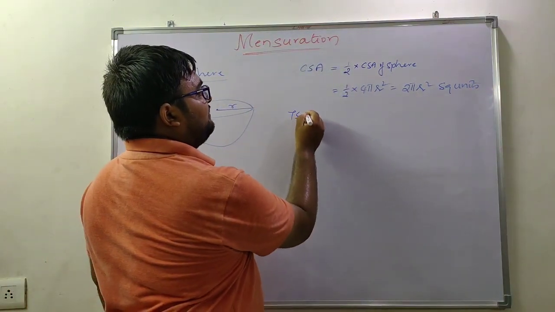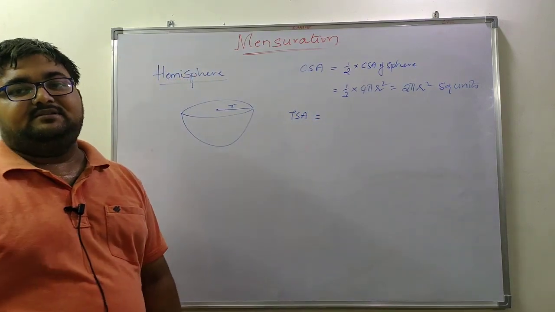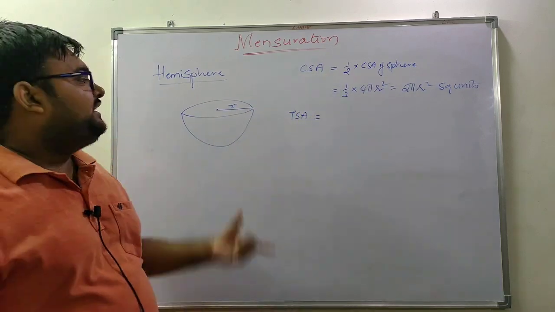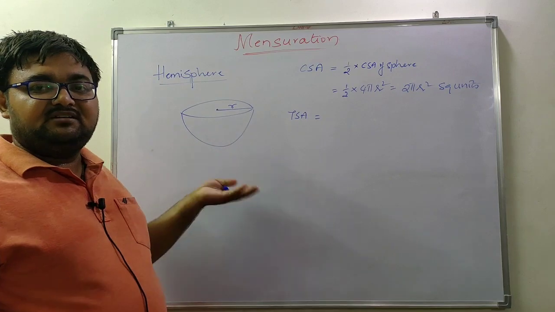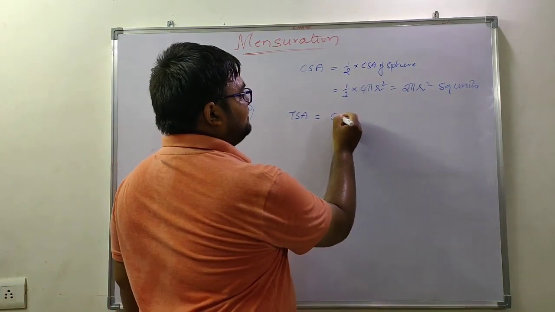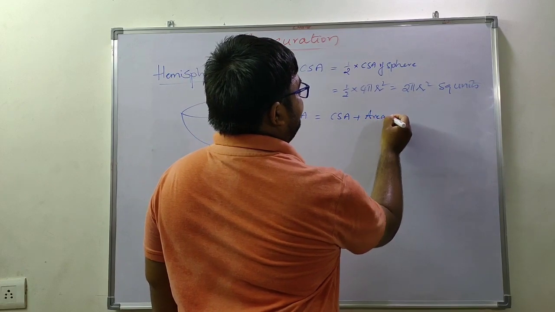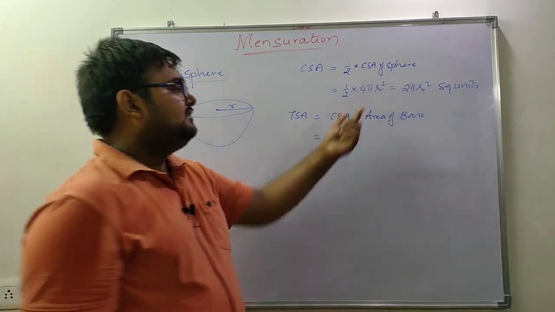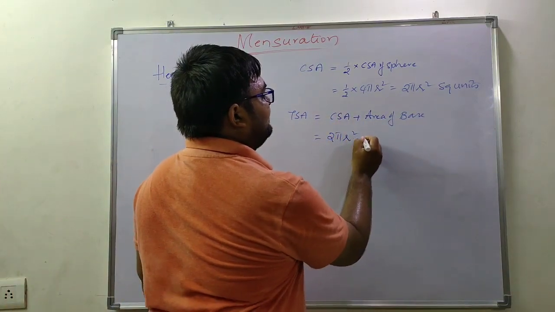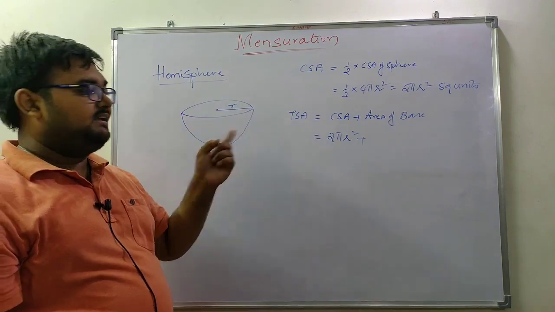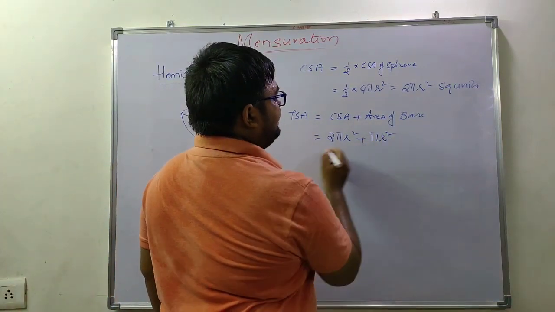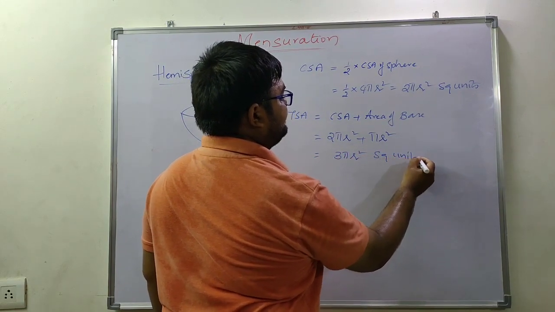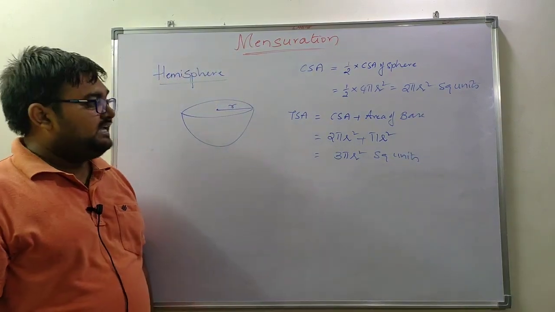The same way, if I want to find the total surface area of a hemisphere, how do we find it? Along with the CSA, we add the area of the top surface, or if it is upside down, we consider the bottom surface. So CSA plus area of base. What is the CSA here? CSA is 2 pi r square. What is the base here? The base is in the shape of a circle, so the area of the circle is pi r square. So 2 pi r square plus pi r square is 3 pi r square square units. This is the total surface area of the hemisphere.